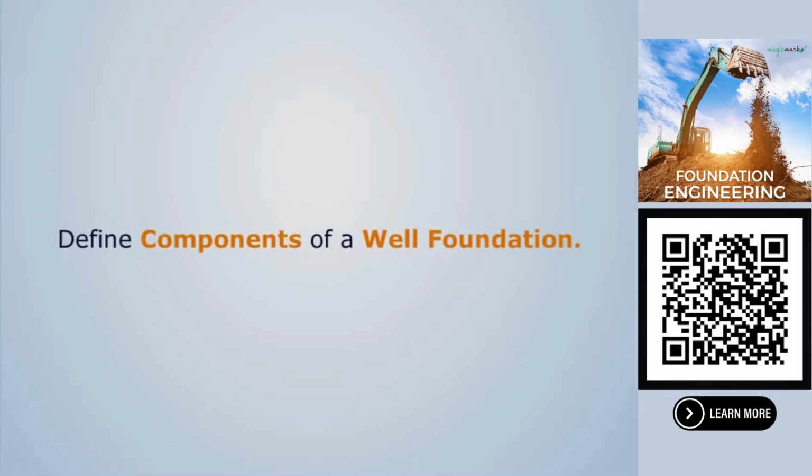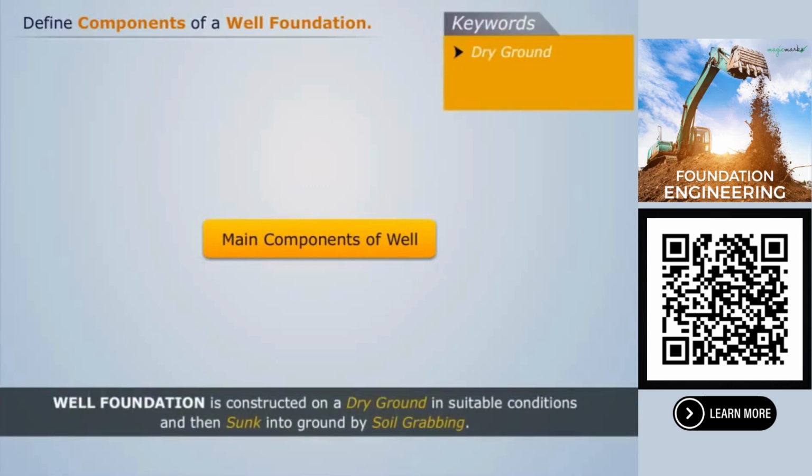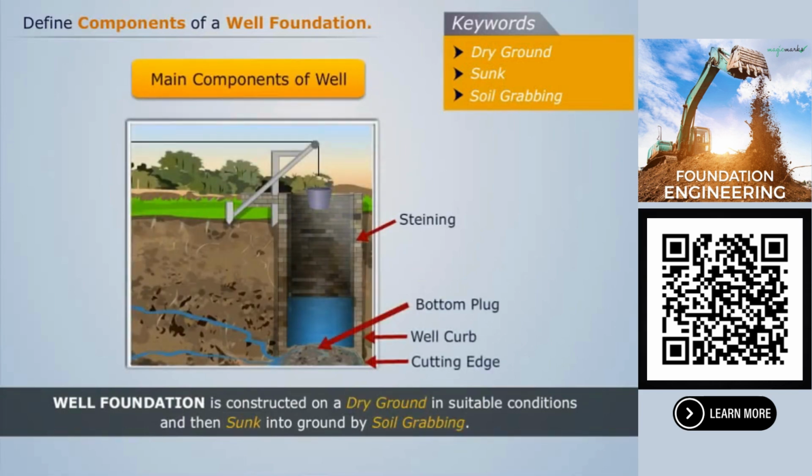Define components of a well foundation. Main components of well. Well foundation is constructed on a dry ground in suitable conditions and then sunk into ground by soil grabbing. The schematic view of the well is shown in the image. Four main components of well formation are steining, bottom plug, well curb, cutting edge.